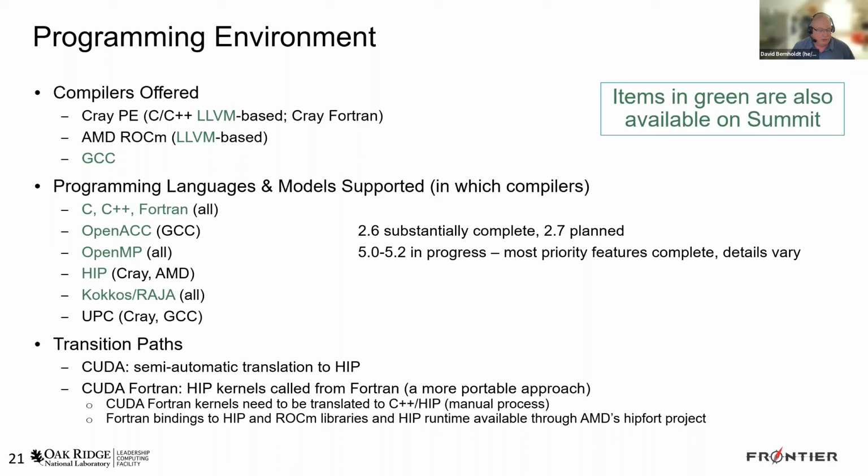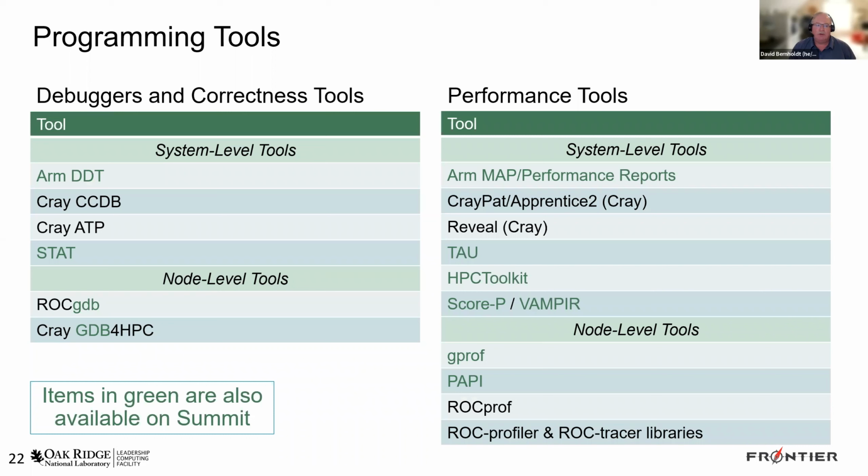If you have CUDA code, our recommendation, or the most straightforward translation for our Frontier environment, would be to take that over to HIP. There's some semi-automated translation tools available. If you're a CUDA Fortran user, you could write HIP kernels, which is a bigger transition, and call those from Fortran. We will have, of course, a variety of debuggers and correctness tools and performance tools.